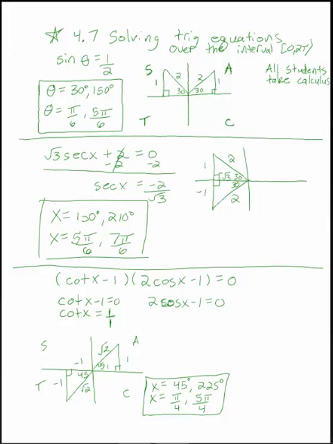So now I have to solve 2 cosine x minus 1 equals 0. So I'll isolate the cosine x. So I get cosine x equals 1/2. I'll draw another picture here. So cosine is positive in quadrants 1 and 4. The adjacent is 1. Hypotenuse is 2. So that's a 30, 60, 90 with a reference angle of 60 degrees. So my answers here will be 60 degrees and 300 degrees. And in radians, that would be pi over 3 and 5 pi over 3.